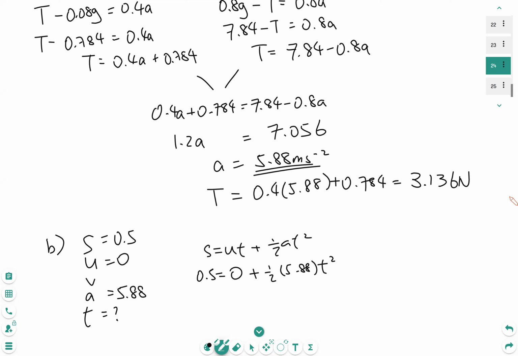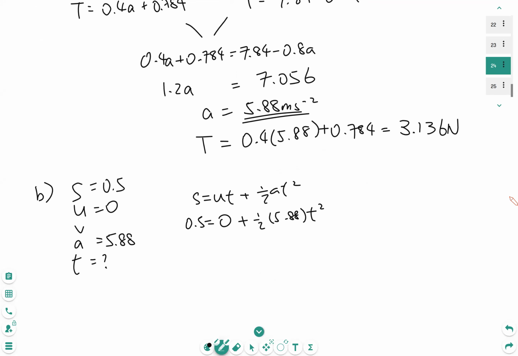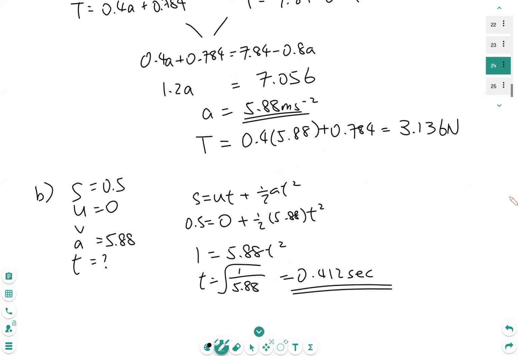To get rid of the half in here, you can multiply the left hand side by 2. So 1 equals 5.88t squared. So t equals the square root of 1 over 5.88, which I get is 0.412 seconds. Okay, and that's the answer.